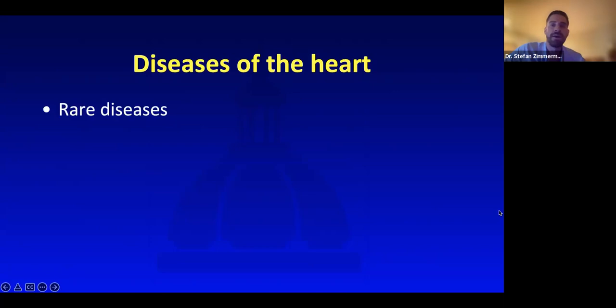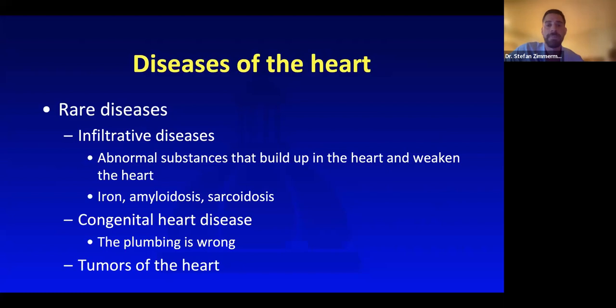Okay. This is just a peek at some of the broad categories of diseases of the heart. And there are all sorts of other rare things that can happen. There's a category of diseases called infiltrative diseases. These are diseases where abnormal substances build up in the heart muscle and cause the heart not to function normally, including iron, or amyloidosis, which is another thing, or sarcoidosis.